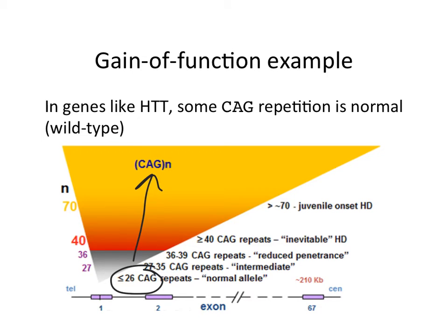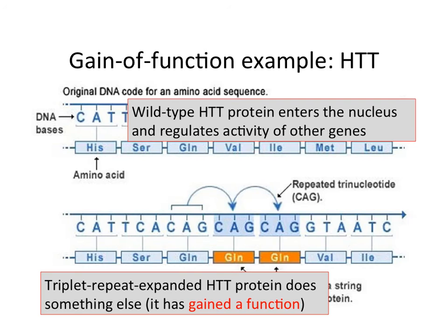Gain of function goes with dominant, loss of function usually is recessive. So we're going to look now a little bit at the molecular level. Why is this gain of function mutation dominant? Right here is the amino acid sequence of part of the Huntington protein. We have histidine, serine, glutamine, valine, isoleucine, methionine, leucine. The protein stretches on in both directions. This is just one little part of the protein. And the CAG, you can see here, encodes the amino acid glutamine, Q in the one-letter code, GLN in the three-letter amino acid codes.